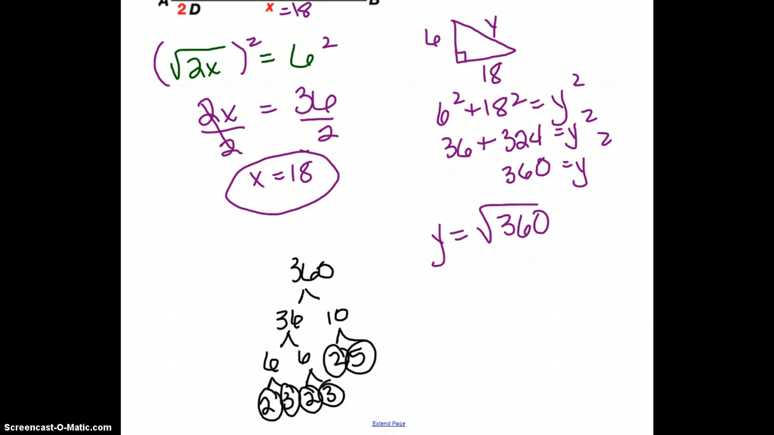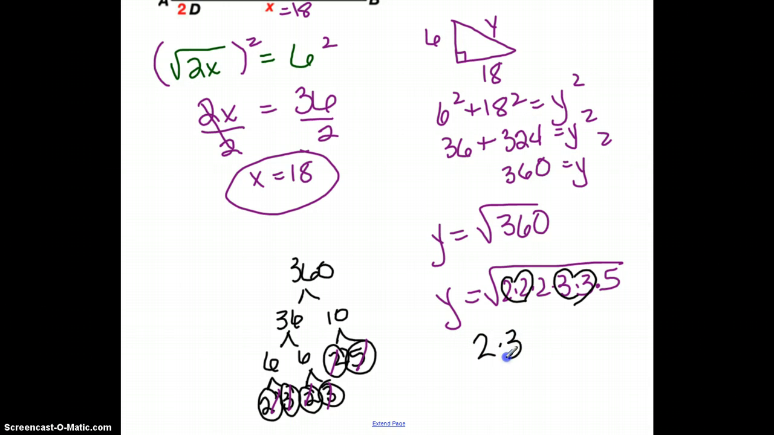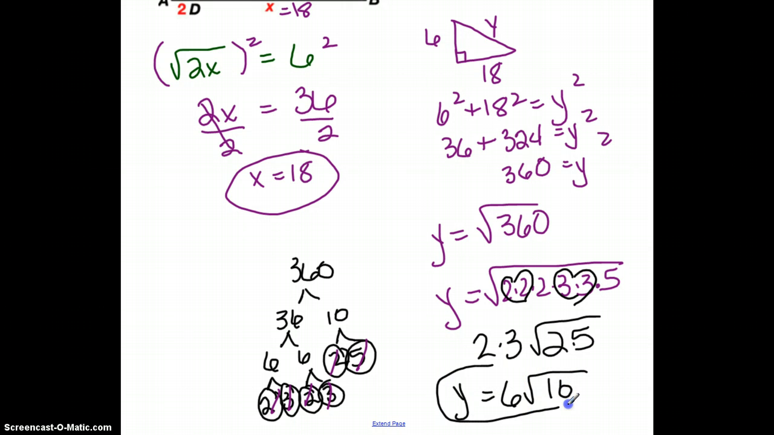So if I go to list these now, underneath my square root, 1, 2, 3 2's, 2 3's, and a 5. Now remember, I'm looking for pairs. So here's a pair, and here's a pair. So that means 2 and 3 are going to go out in front. 2 and 5 are left underneath. So if I multiply these out, 2 and 3 would be 6, and 2 and 5 would be 10. So 6 square root of 10 is going to be your final answer.